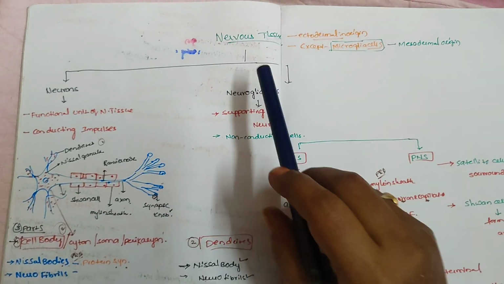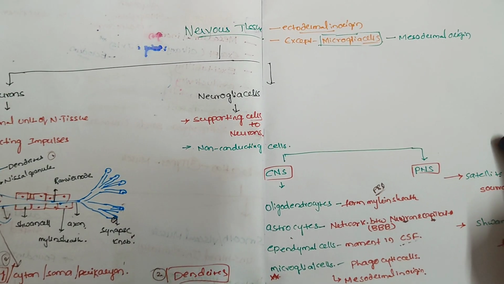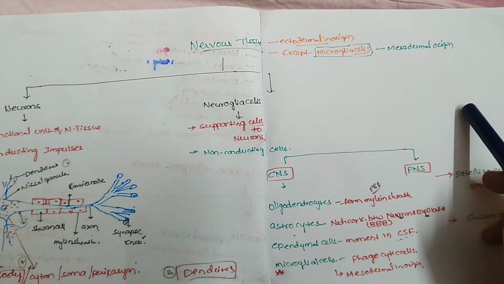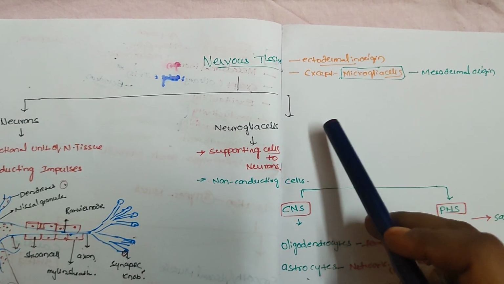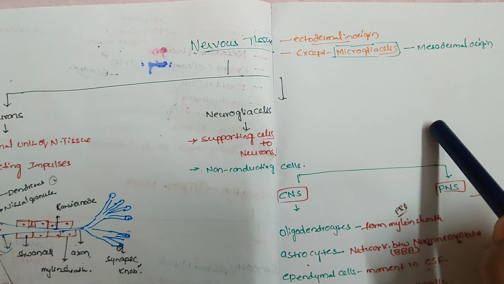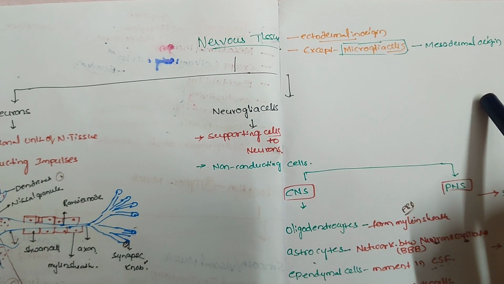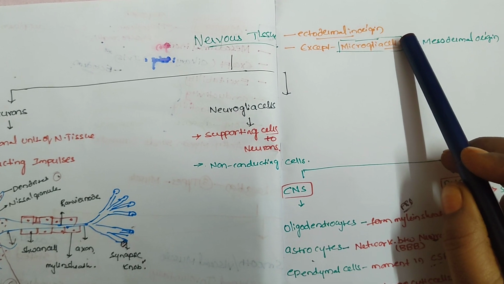Hello everyone. Nervous tissue. We have already completed the remaining tissues like epithelial tissue, connective tissue, and muscular tissue. The last tissue is nervous tissue. The nervous tissue originates from ectoderm. We have to remember the type of tissues as well as the type of origin. So the nervous tissue originates from the ectoderm germ layer.